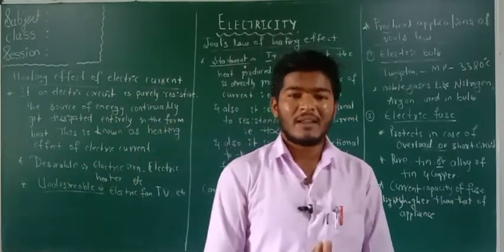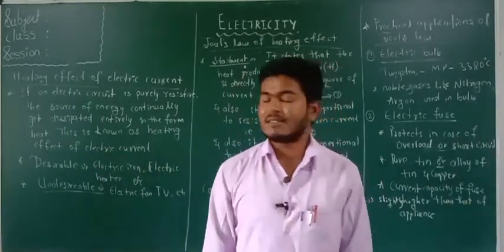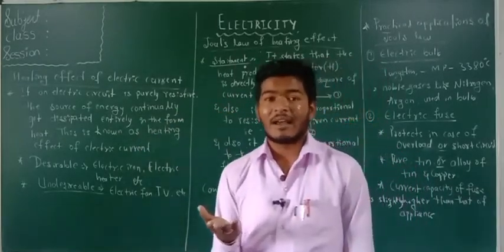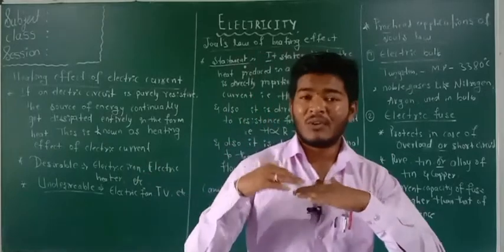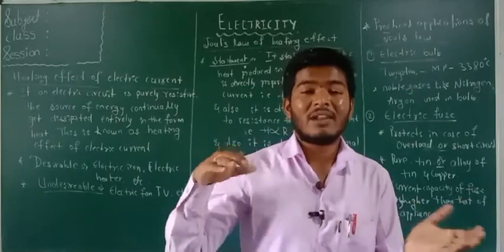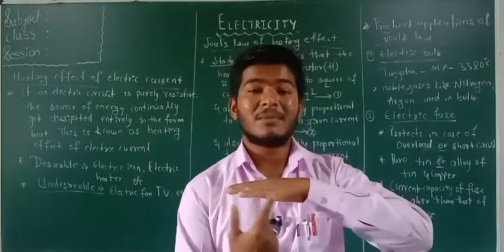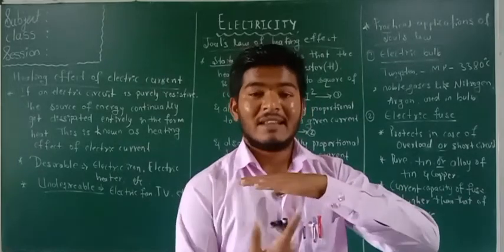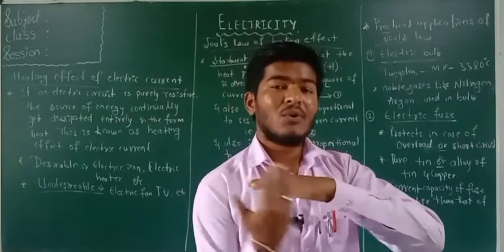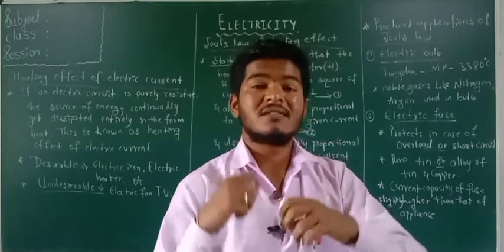So why are they heated? Why does the heat come? That will be studied in this class. That is nothing but the heating effect of electric current. What is the heating effect of electric current? When electric charges flow in any conductor, there is an obstacle, that is the resistance of the wire or the conductor. Due to that resistance, the flow is opposed, and that causes some heating effect.